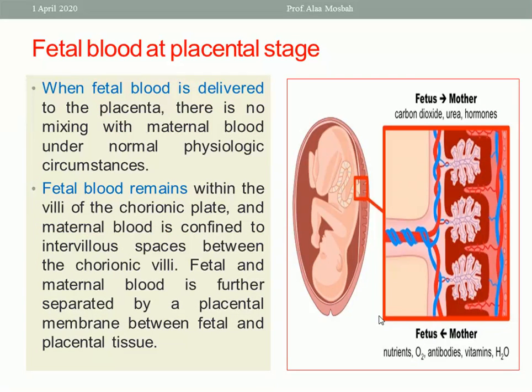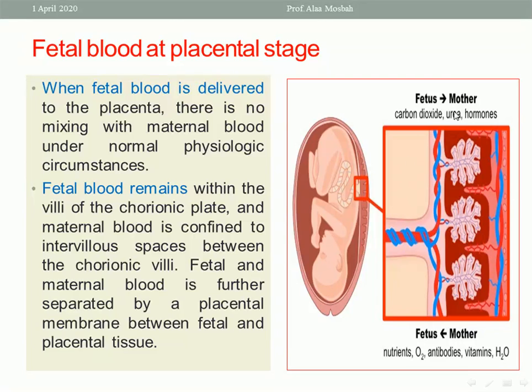What about the fetal blood at placental stage? Please look at this picture. This is the umbilical vein, red in color: one umbilical vein and two umbilical arteries. And we said the umbilical vein carries oxygenated blood and the umbilical arteries carry deoxygenated blood.